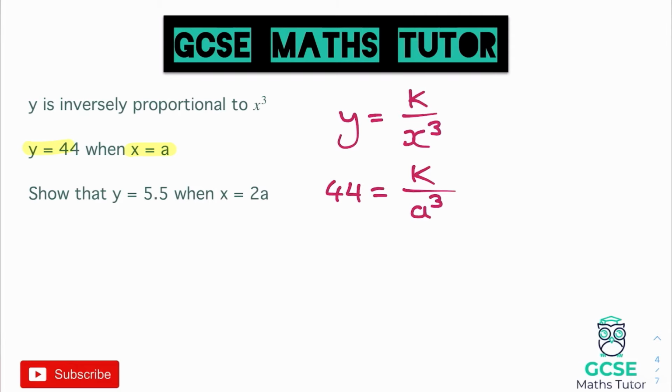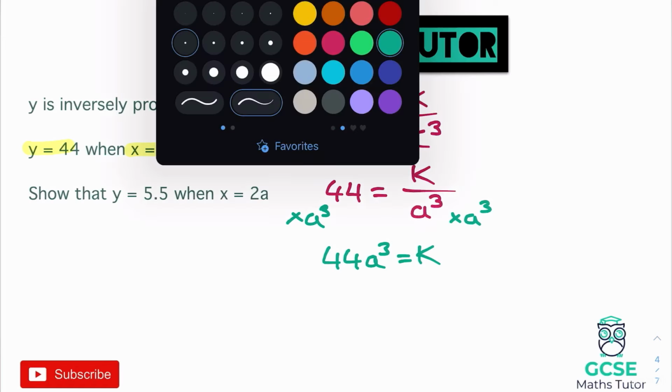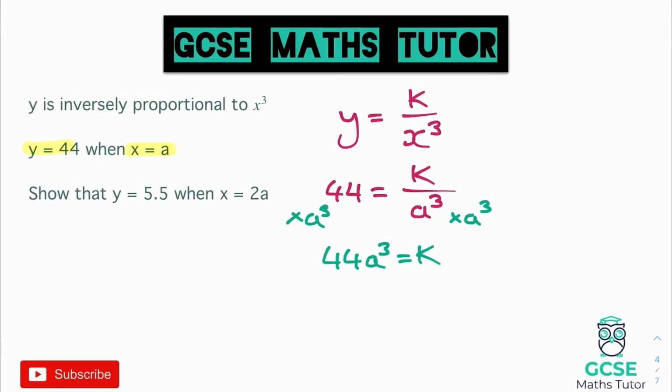There we go, so we just need to rearrange this. Multiply both sides by this piece on the bottom, which in these terms is a cubed. So times that by a cubed, and we get 44a cubed is equal to k. Now we can plug that into our formula. Putting that in place of k, we would have y equals 44a cubed all over x cubed. There is our formula.